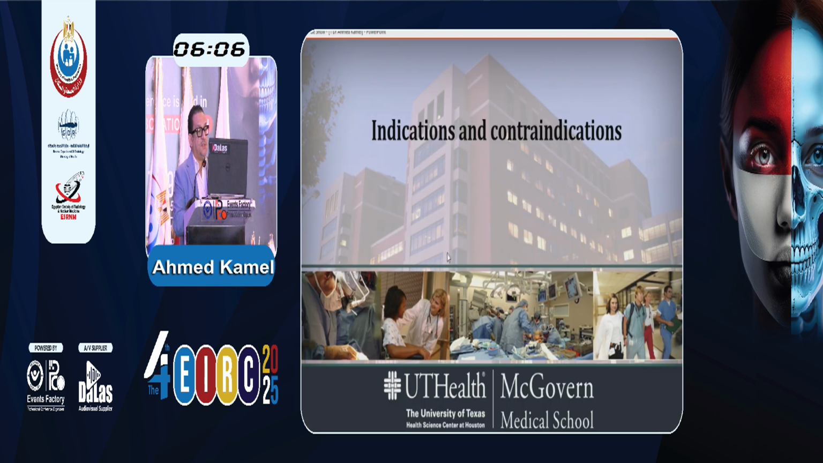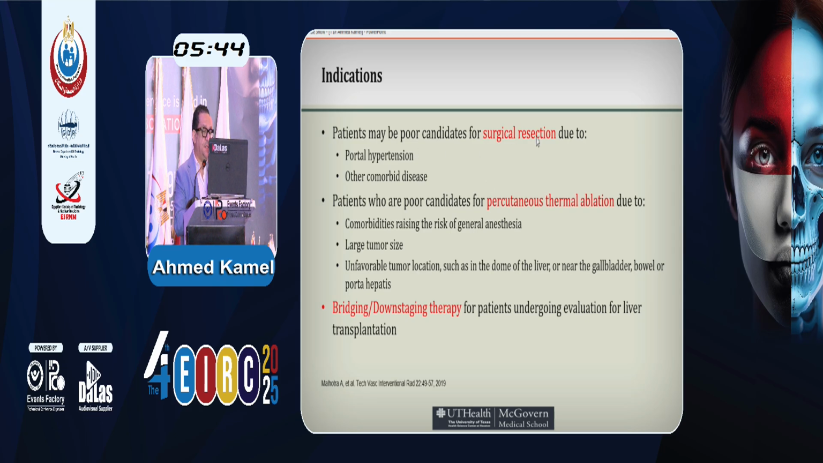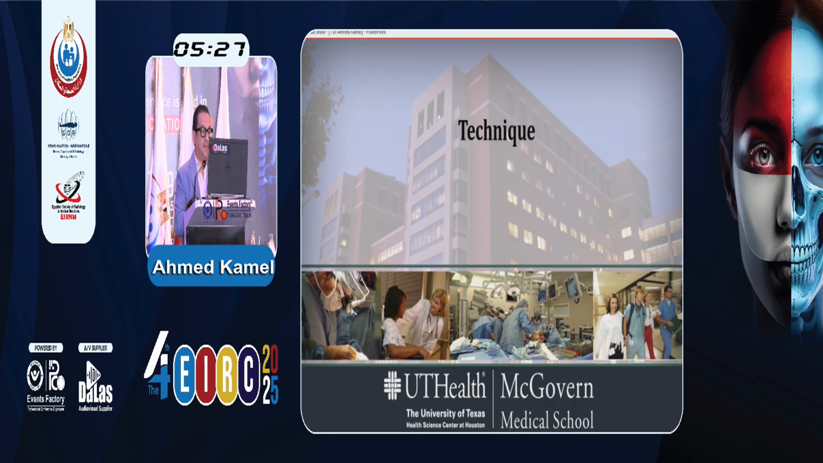So, indications and contraindications. These are patients who are in the very early or early stage, type 0 or A in the BCLC, and these patients, based on the BCLC algorithm, will usually get either ablation, resection, or transplant. If they have a contraindication for this, if they are poor surgical candidates, or they are poor candidates for thermal ablation because of the location of the tumor or such, then they are eligible for this radiation segmentectomy treatment. It is also used for downstaging and for bridging these patients to transplant.